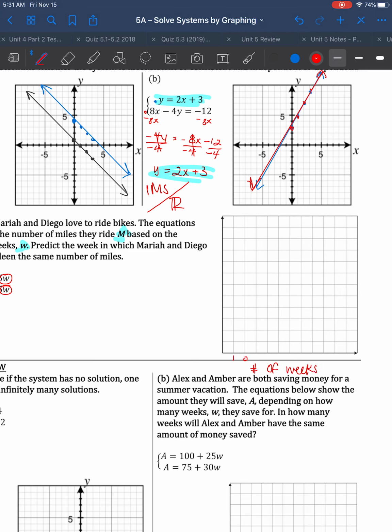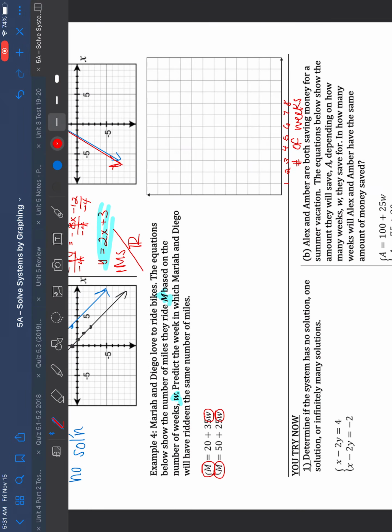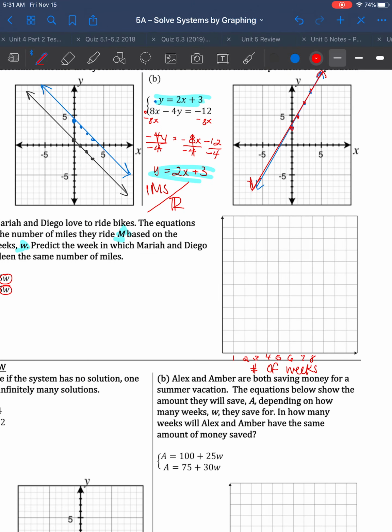I'm just going to label 1, 2, 3, 4, 5, 6, 7, 8. And then our y-axis would be number of miles ridden. Oh my goodness. There we go. That was tough. Okay.